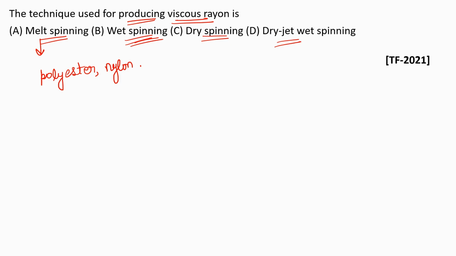Dry spinning is used for the production of acetate, triacetate, and some other types of acrylic, modacrylic, or spandex kinds of fibers. Basically, these are used for acetate and triacetate. Our question says the technique used for producing viscose fiber. Viscose fiber is produced by the wet spinning process. So option B is the correct answer.